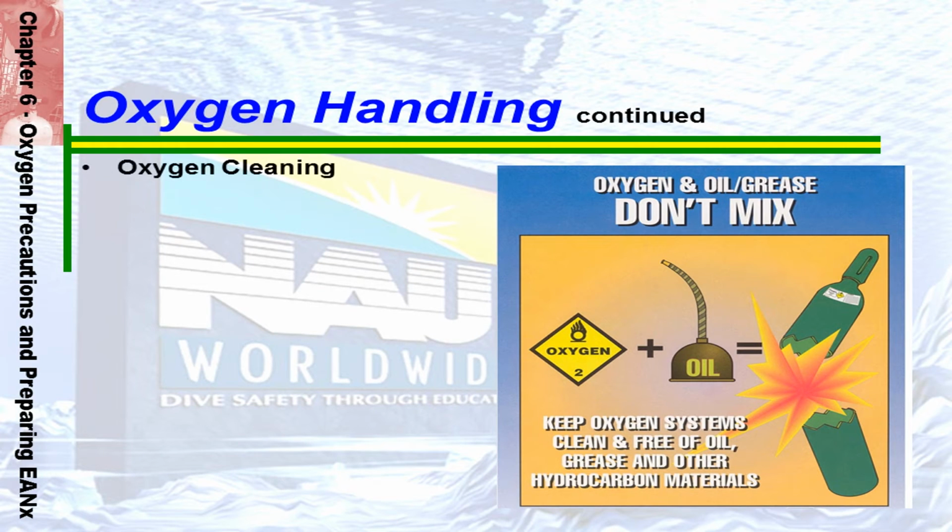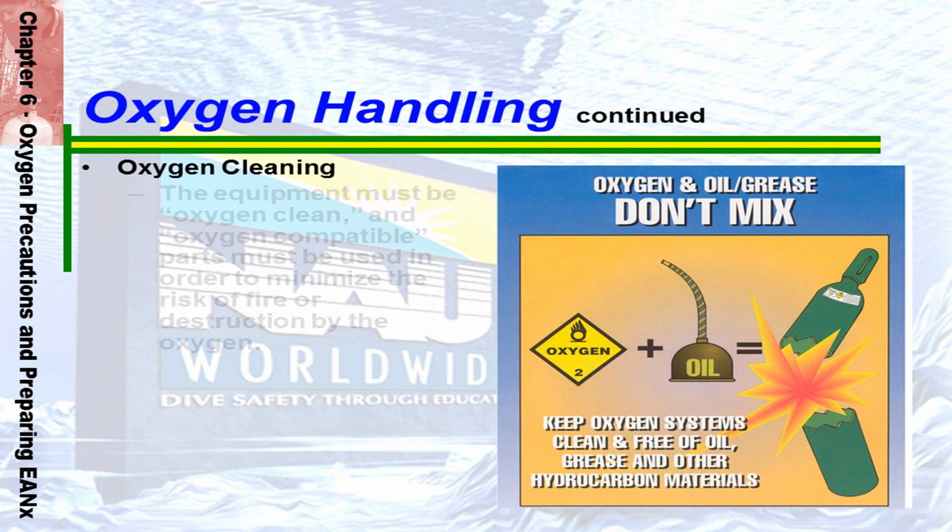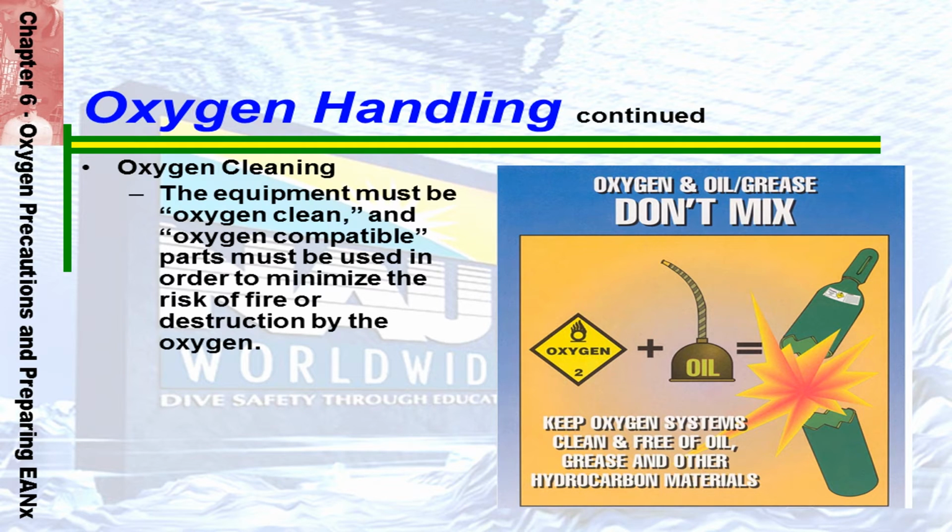All equipment to be used with pure oxygen must be cleaned for oxygen service. The equipment itself must be oxygen clean, and oxygen-compatible parts must be used in order to minimize the risk of fire or destruction by the oxygen. Oxygen clean means that any potentially flammable contaminants have been removed. Oxygen-compatible means that the materials used in the various parts in the system are not flammable or readily oxidizable in the presence of high pressure or pure oxygen.